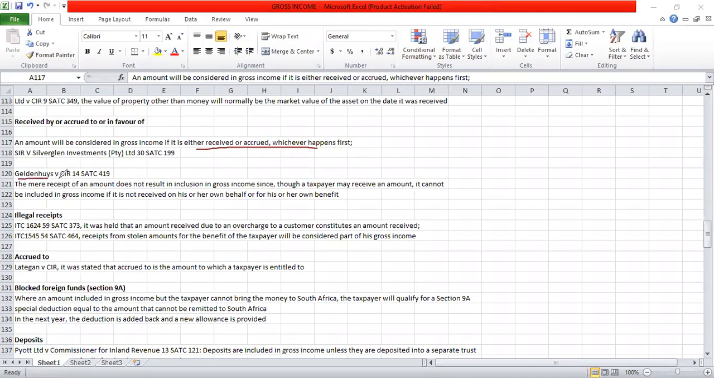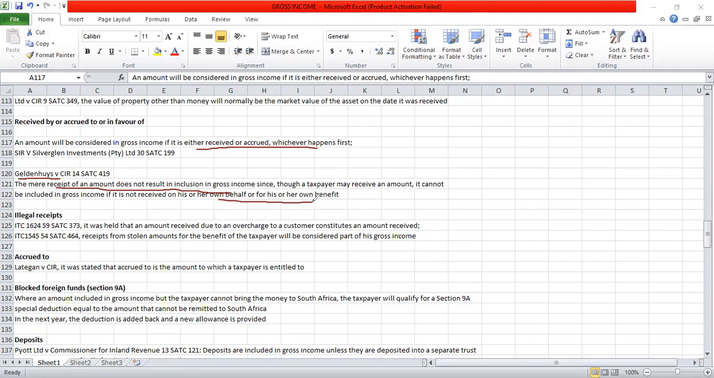According to Geldenhuys, just receiving money does not result in inclusion in gross income. If I send you to go and collect my money in Joburg, and you get that money, you have not received money. You can't include it in your gross income. The money that you are collecting is for Eugene. At the end of the day, I'm the one who is supposed to include it in my gross income, not you. If you receive income on behalf of others, then it's not your income, it's the income of that person, and that person is the one who is supposed to declare it.